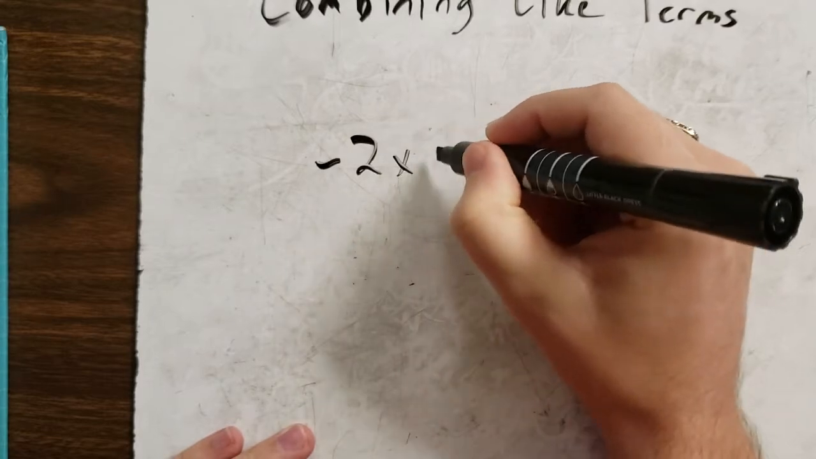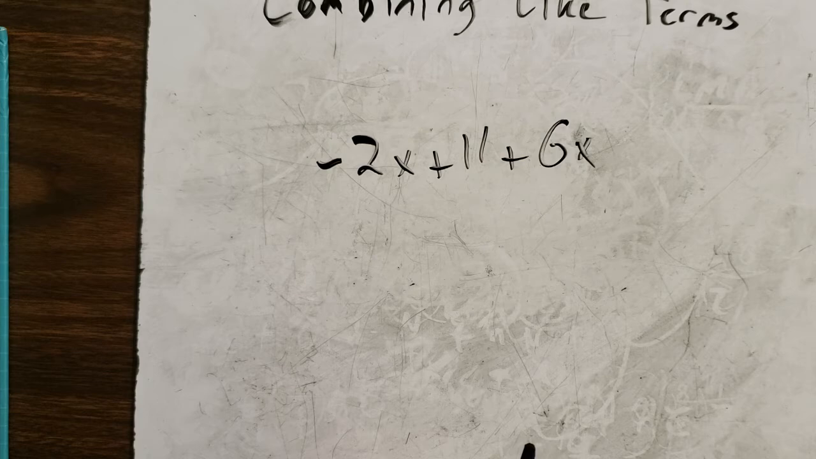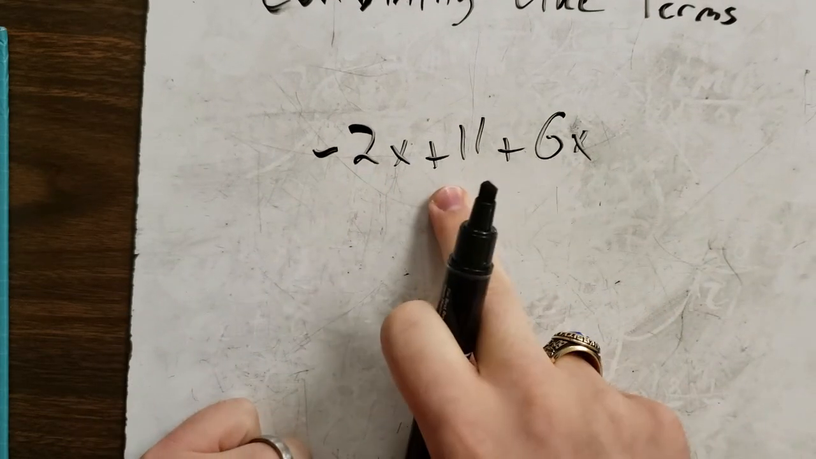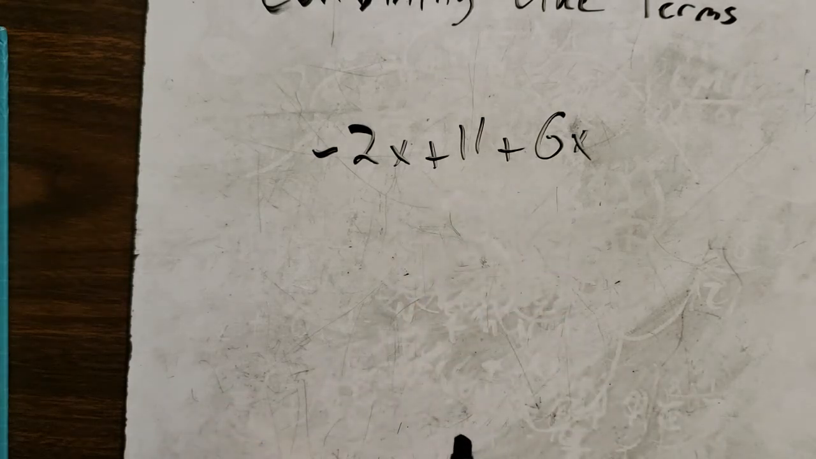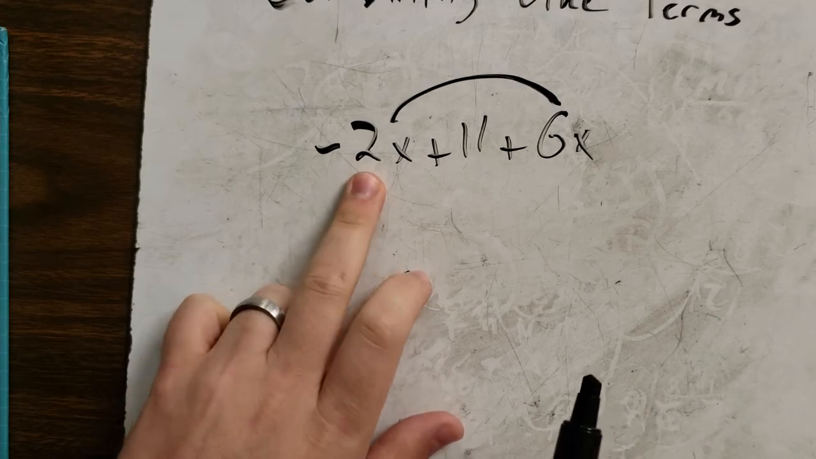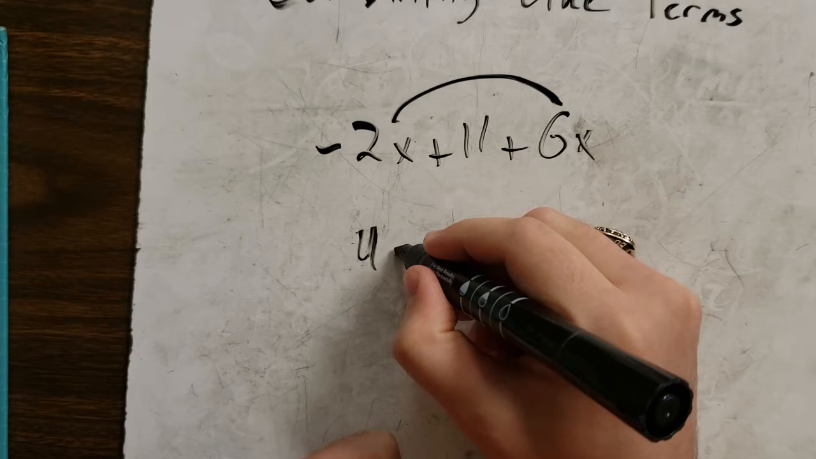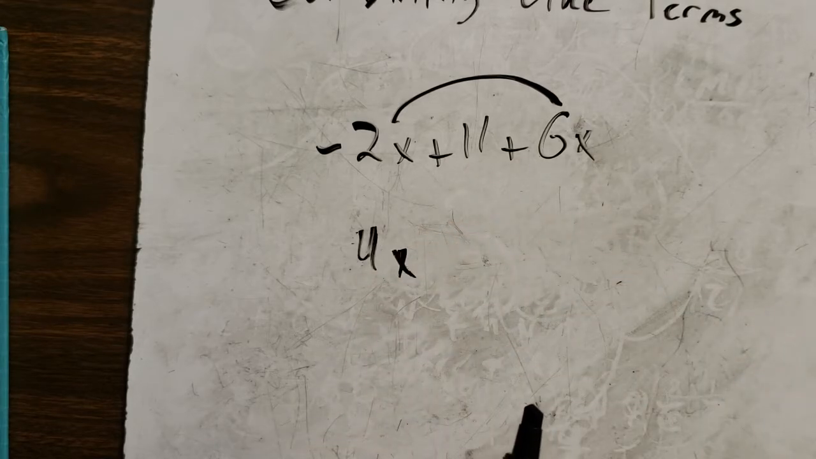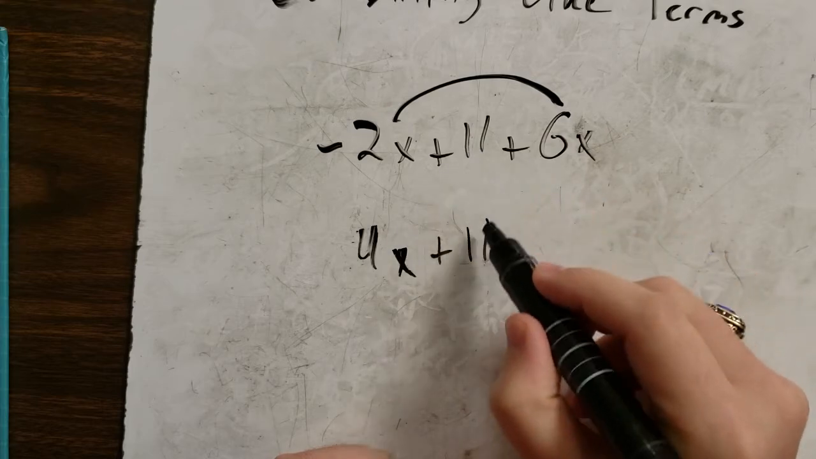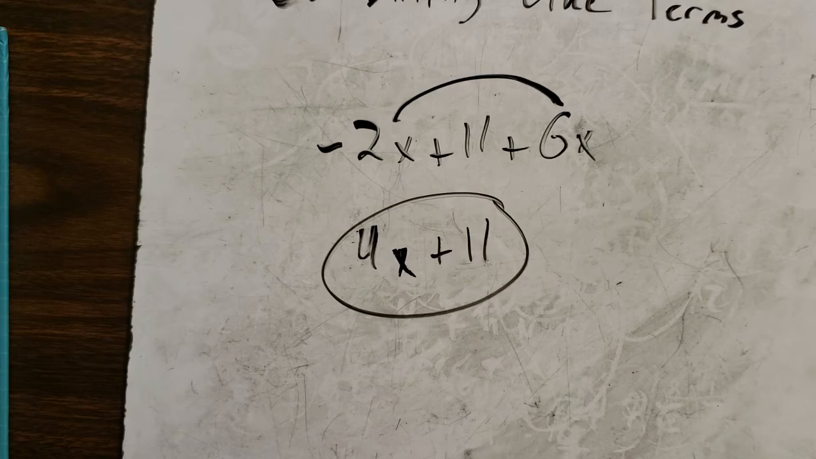Negative 2x plus 11 plus 6x. Now, once again, we have two terms that have variables and one term that does not. So we can combine our two terms with the variables. Negative 2x plus 6x. When we combine those together, we get 4x. And now we bring down our plus 11 because there's no other term to combine with the 11. It just comes down and stays the way it is, and that's your final answer.